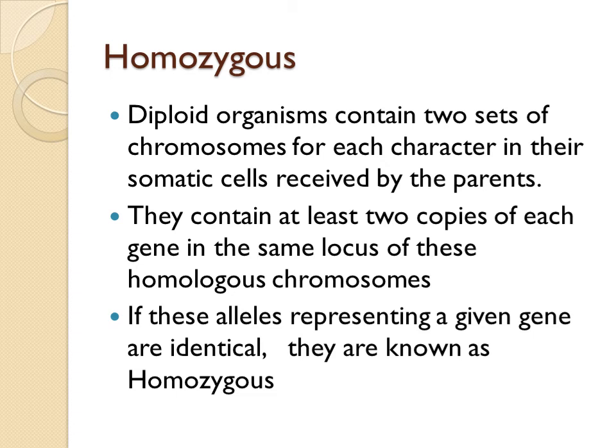If we go into more detail, all the cells in our body except the gamete cells are known as somatic cells. Somatic cells are diploid, or in other words, contain two sets of chromosomes, 23 in each set. That means 46 chromosomes altogether. Therefore, there are at least two copies of each gene in a given locus of the homologous chromosomes. So, simply, if these two genes are the same, they are homozygous.